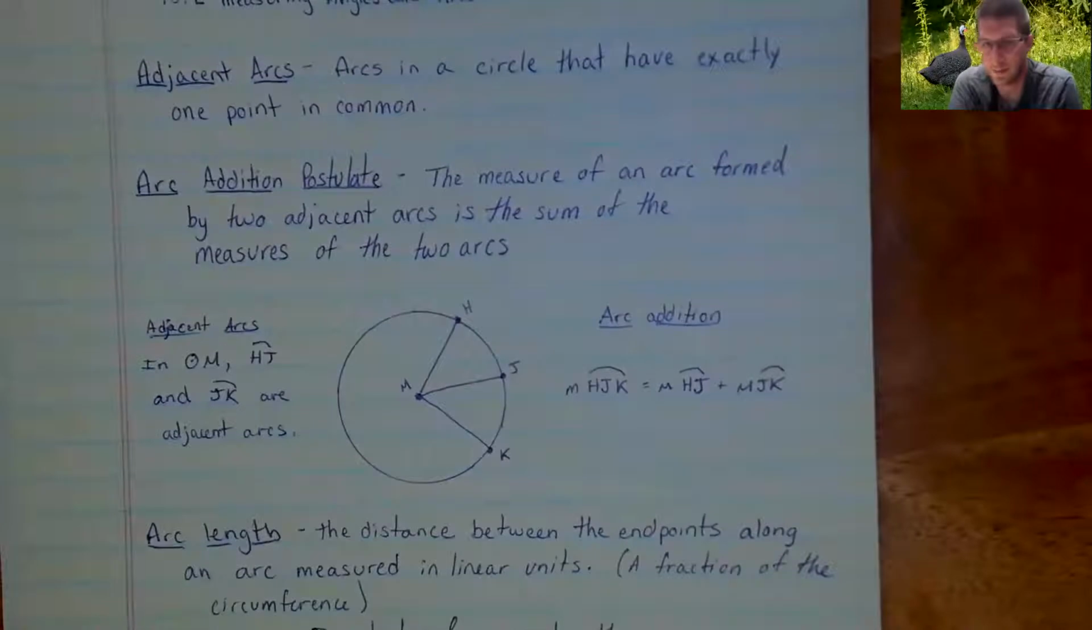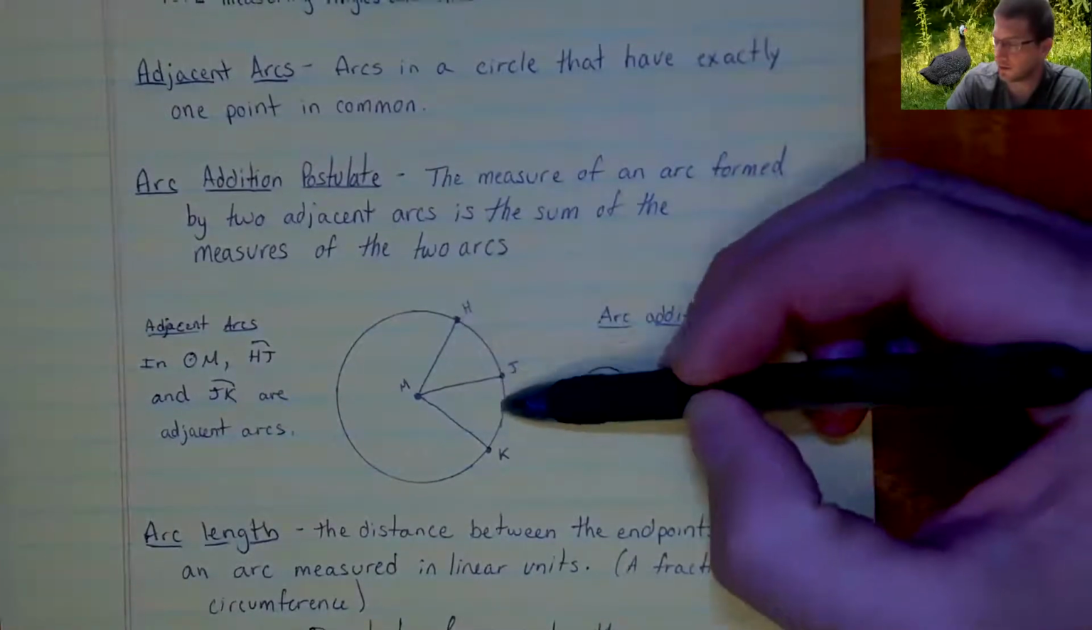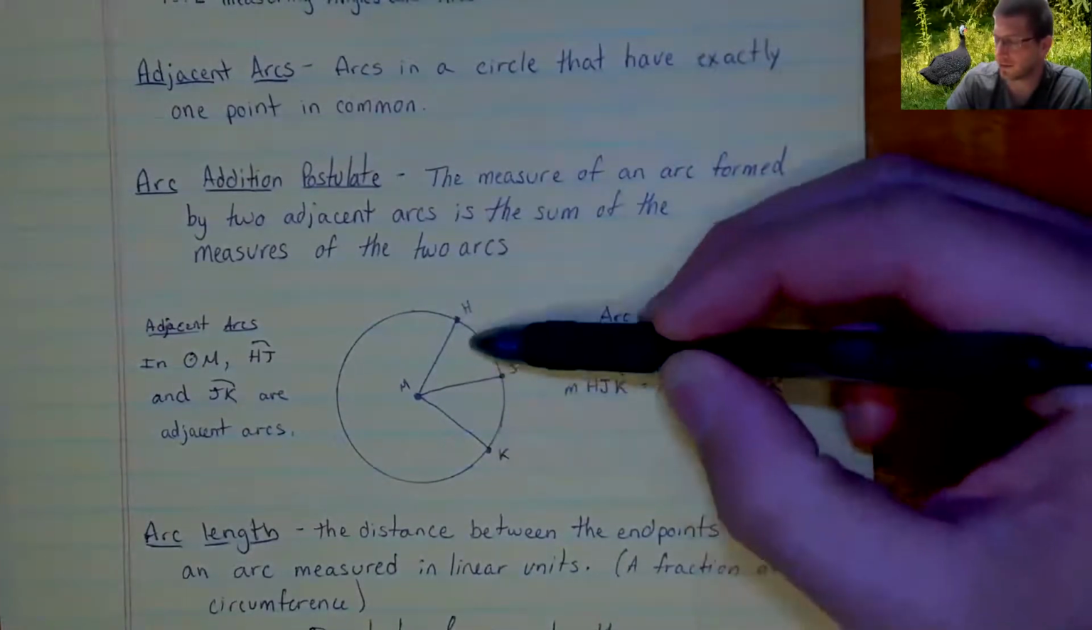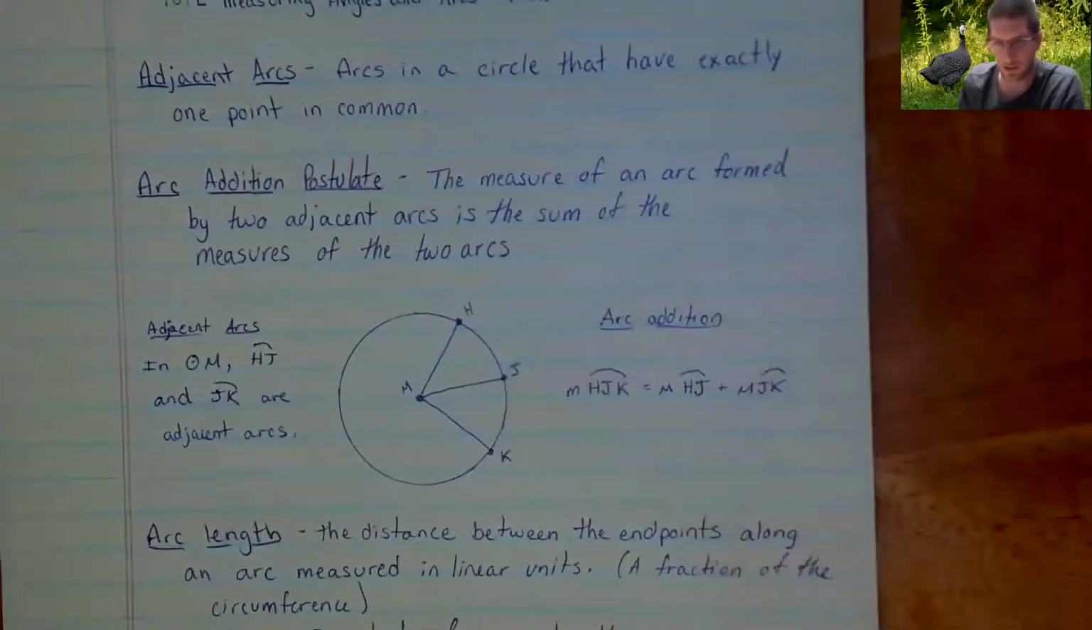I have circle M, and in circle M, it says that arc HJ and arc JK are adjacent arcs. And you'll notice that if I have this arc here, HJ, this arc here, JK, they're arcs next to each other with one common point together, that is point J.